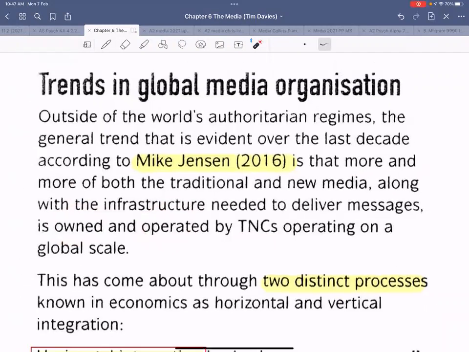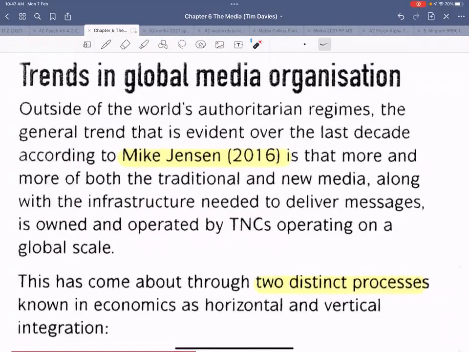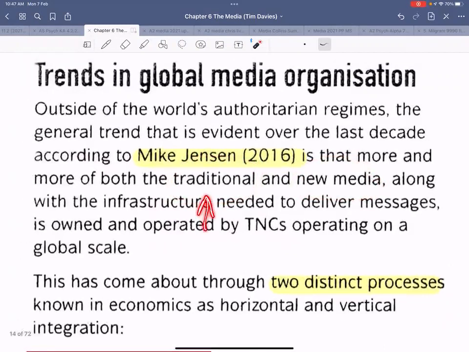Now see, if you talk about traditional media or new media, Fox Network, Fox TV, everyone knows, could be an example of traditional media. New media, Netflix, everyone knows. Don't you think these are run by transnational companies that are operating globally? Right? If you operate this same Netflix from Pakistan, you see different content. If you operate from the UAE, you see different content. Right? This has come about through two distinct processes known in economics as horizontal and vertical integration. We're talking about horizontal and vertical integration over here.